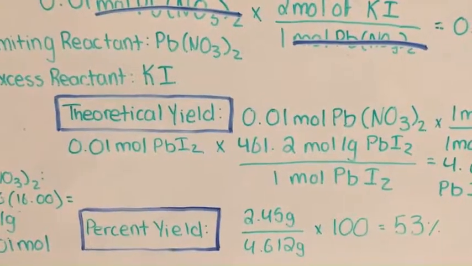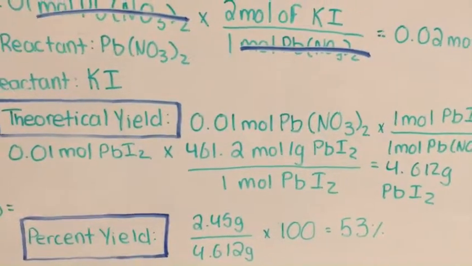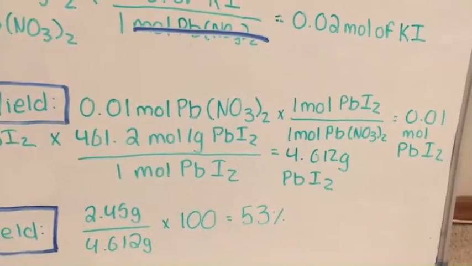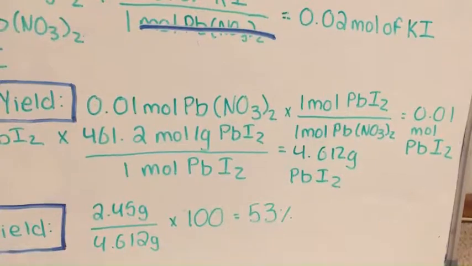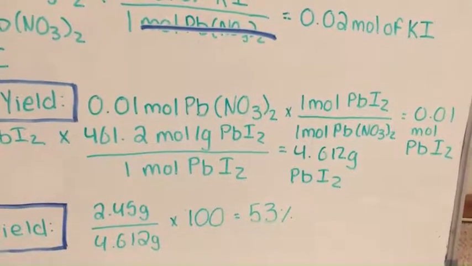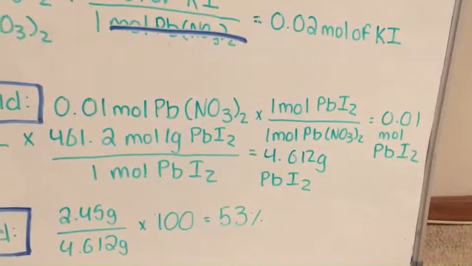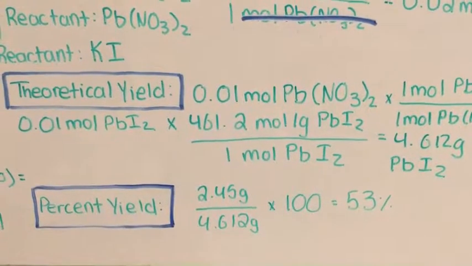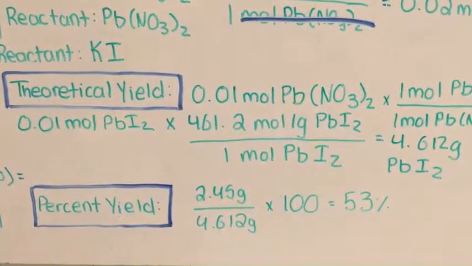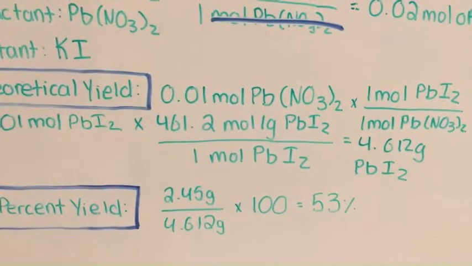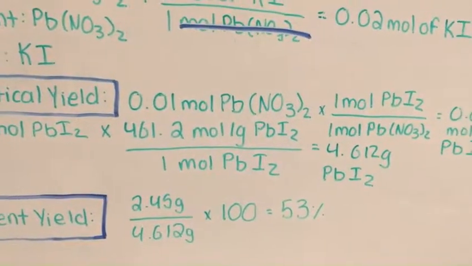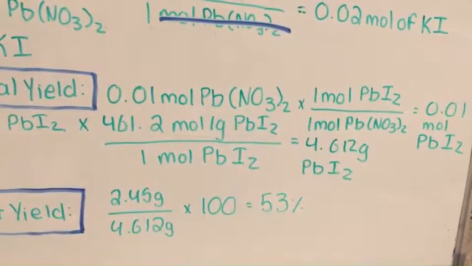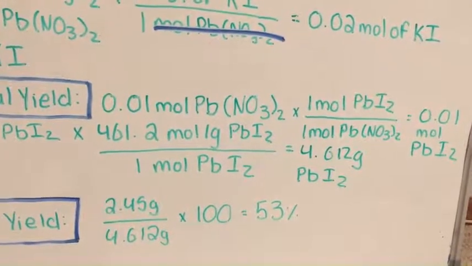To calculate the theoretical yield, we needed the limiting reactant, which we found was lead-2 nitrate. So we multiply 0.01 mole of lead-2 nitrate by 1 mole of lead iodide over 1 mole of lead-2 nitrate, which gives us 0.01 mole of lead iodide. And so now we have to convert lead iodide into grams. So we multiply 0.01 mole of lead iodide by 461.2 grams per mole of lead iodide over 1 mole of lead iodide, which gives us 4.612 grams of lead iodide, and we needed to convert it to grams so we could calculate the percent yield.